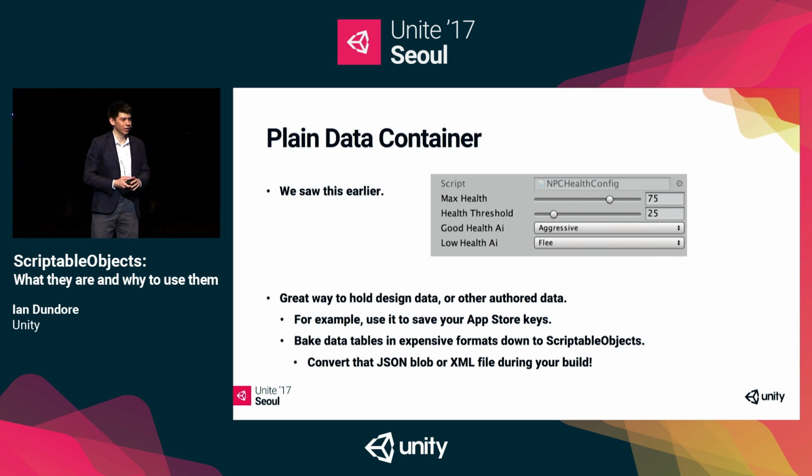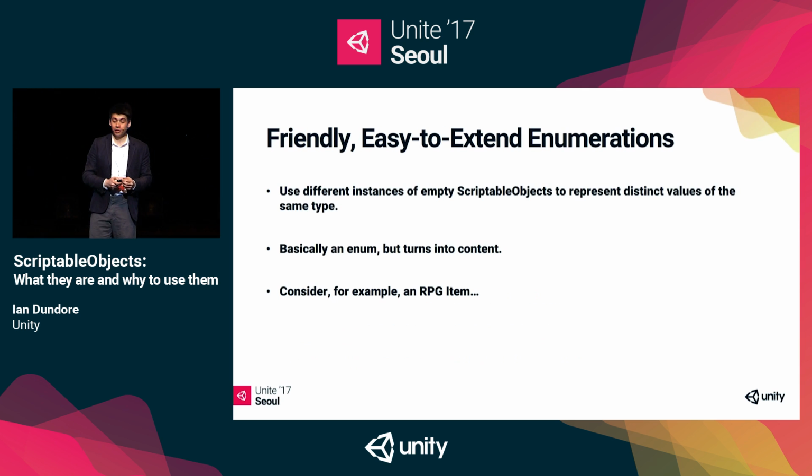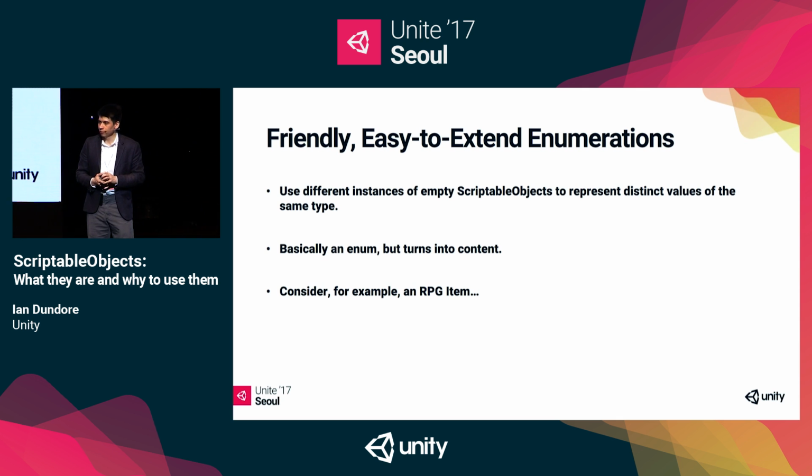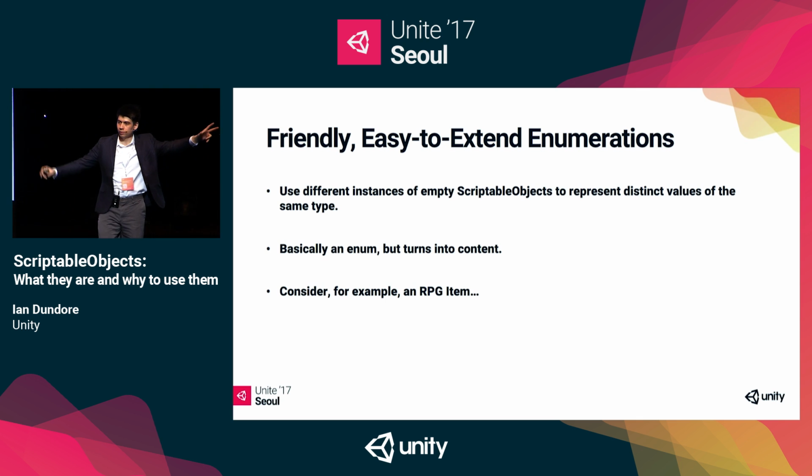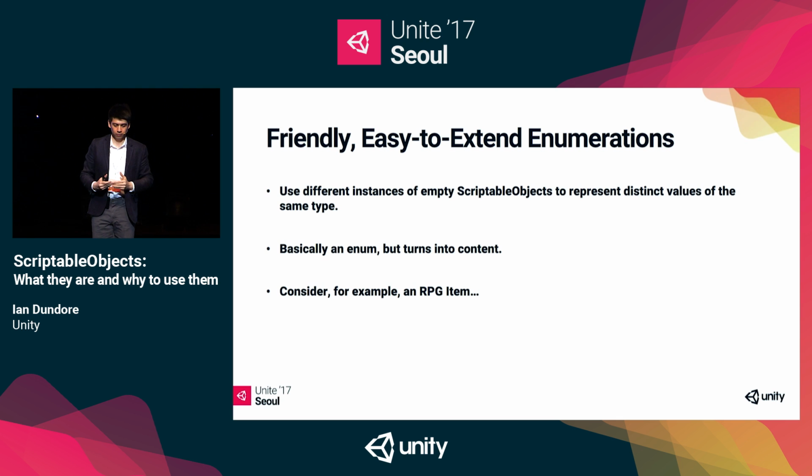But there are much more interesting ways to use scriptable objects than carrying data around. One way to use them is as an enum. But it's an enum that your designers can easily extend. Consider what you usually use an enum for. Comparisons. You check to see if one variable is equal to another. Well, you can do that with scriptable objects too. You can see if two variables refer to the same scriptable object.